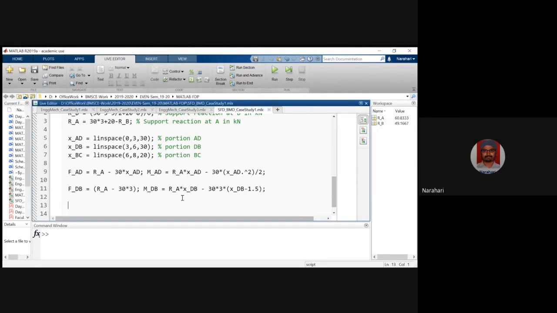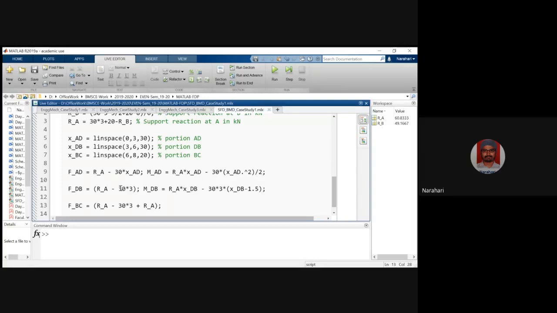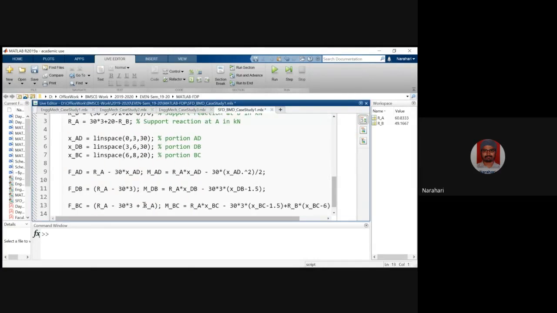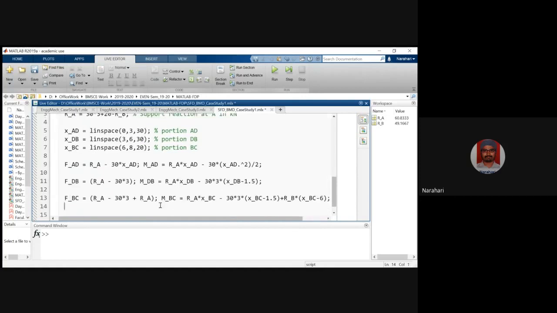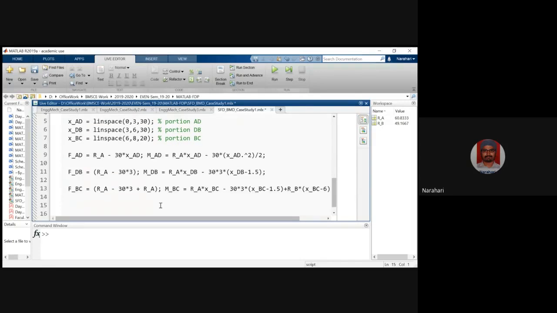So I will just write this one, and similarly I'll just write this one here. Okay, so I have the FBC and MBC, force in BC portion, moment in BC portion. Now all I have to do is I have to just merge these separate vectors.